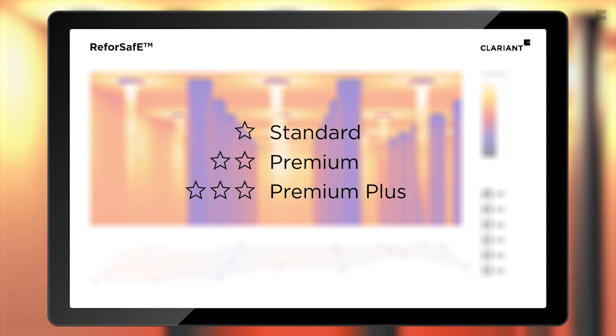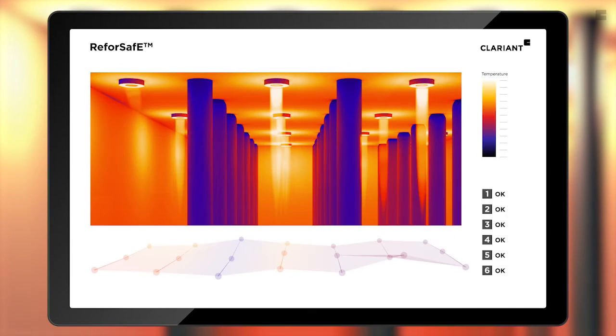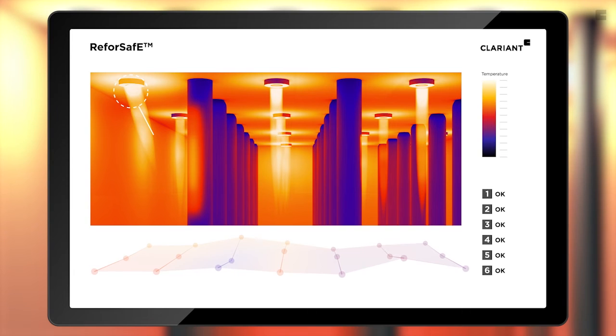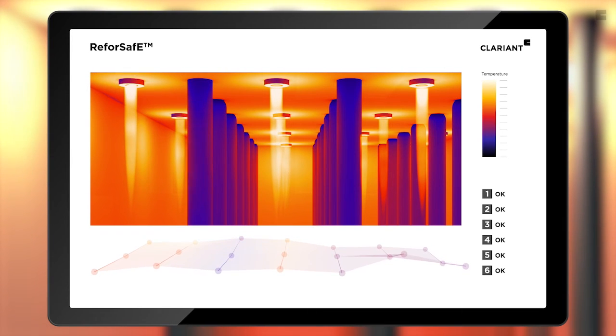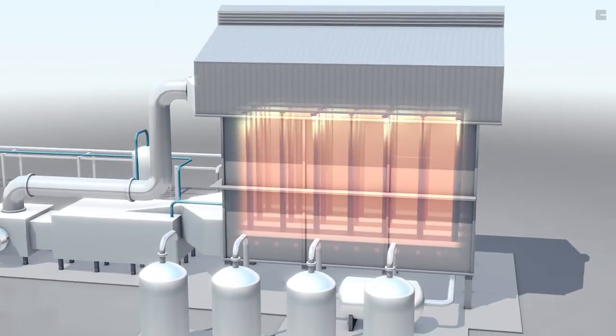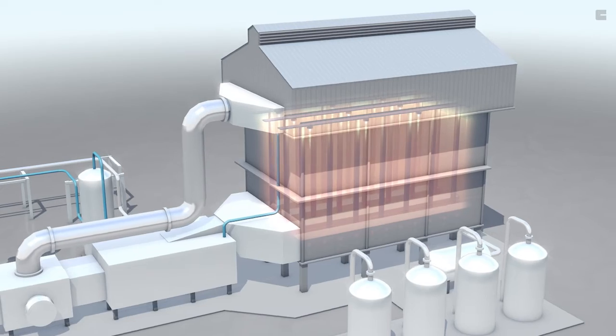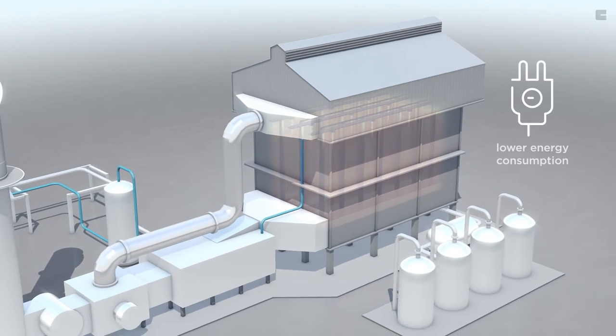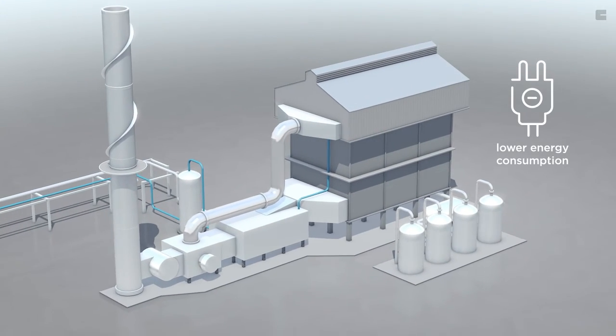It's offered in three levels that differ in their degree of details concerning collecting and examining data. The results of these assessments will enable the identification and correction of imbalances in firing, extend tube life, and maximize catalyst potential. With the help of ReforSafE, plant operators will benefit from lower energy and feed consumption and higher plant productivity.